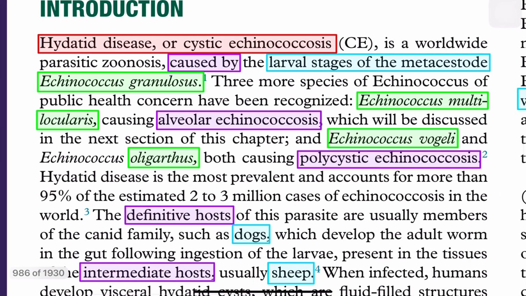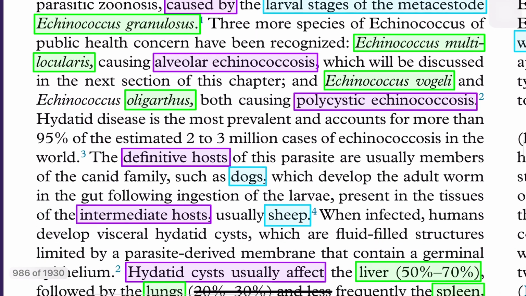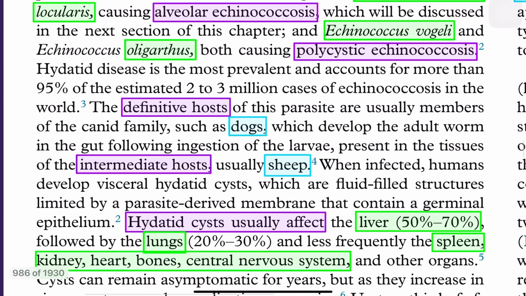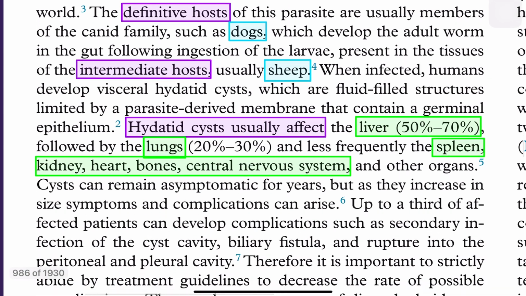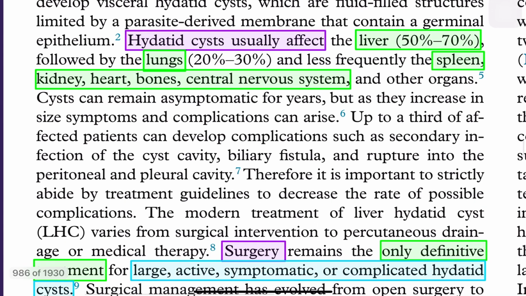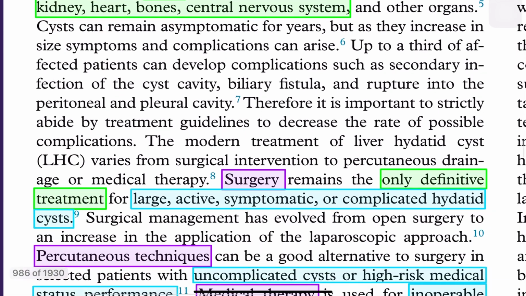Hydatid is also called cystic echinococcosis, and polycystic echinococcosis is caused by Echinococcus vogeli and oligarthrus. Apart from affecting liver and lungs, it also affects spleen, kidney, heart, bone and central nervous system.